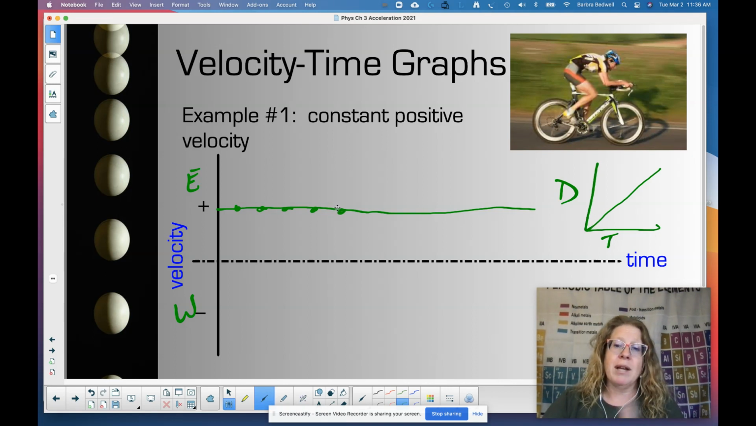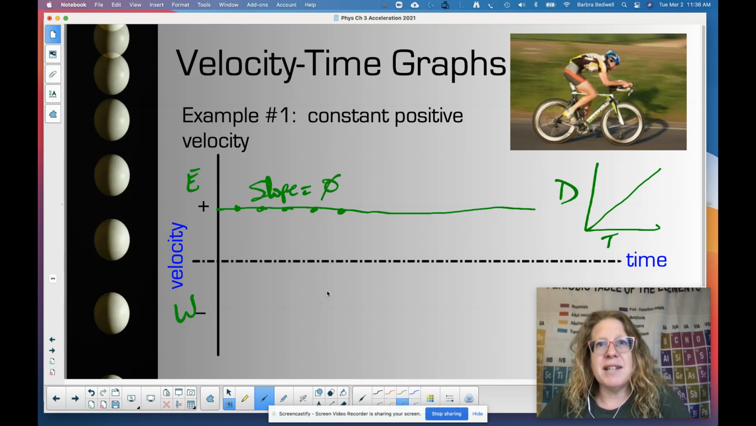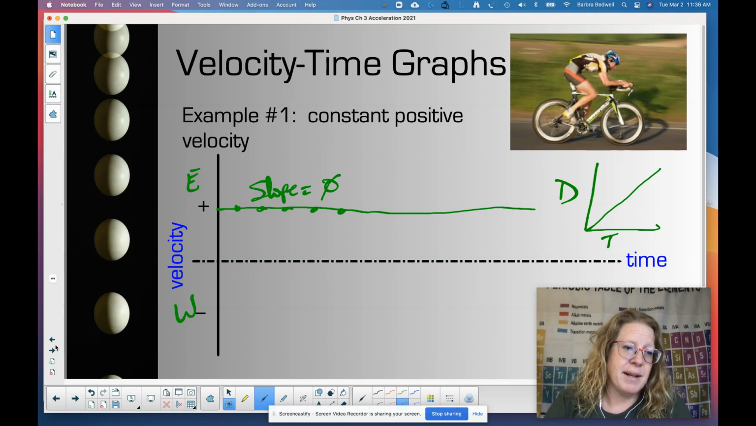His displacement from start is increasing each interval, but his velocity is staying the same. We see this regularly, where a DT graph has a nice straight line at an angle, and then the VT graph may be a horizontal line. So again, that's a very common consistent pattern. So VT graph, constant velocity over time. What's the slope here? Right? If it's constant velocity, the slope of a VT graph is zero, constant and positive.